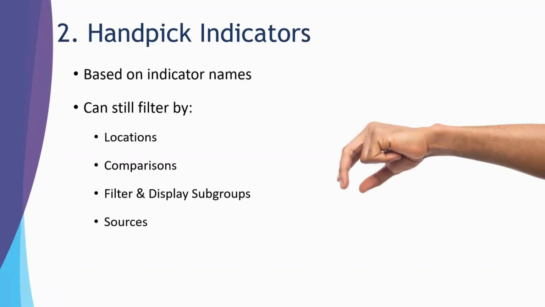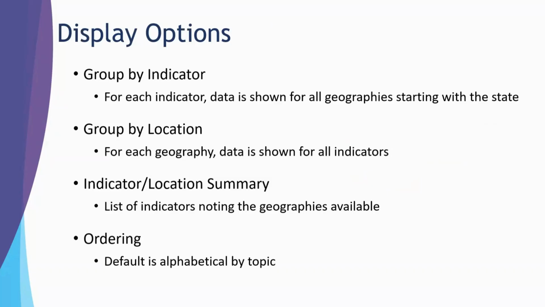The second approach is to handpick your indicators, and this is based on the indicator name. So type in your topic of interest and it will show you all the indicators that have that in the name. And then this method also includes some filters, but not as many as the first method. And then I also want to show you the different display options for your custom dashboard. You can group by indicators, which shows you the data for all geographies available for each indicator. So you would see the state data for the indicator, followed by the county data, followed by any smaller geographies for which the data is available for that specific indicator.